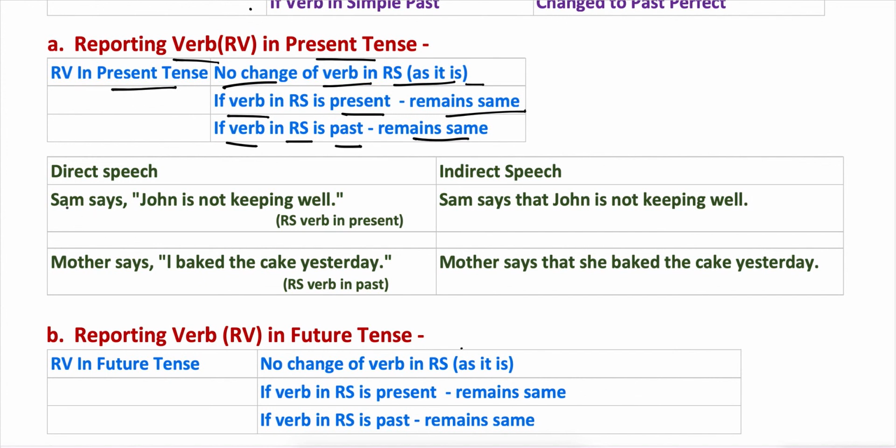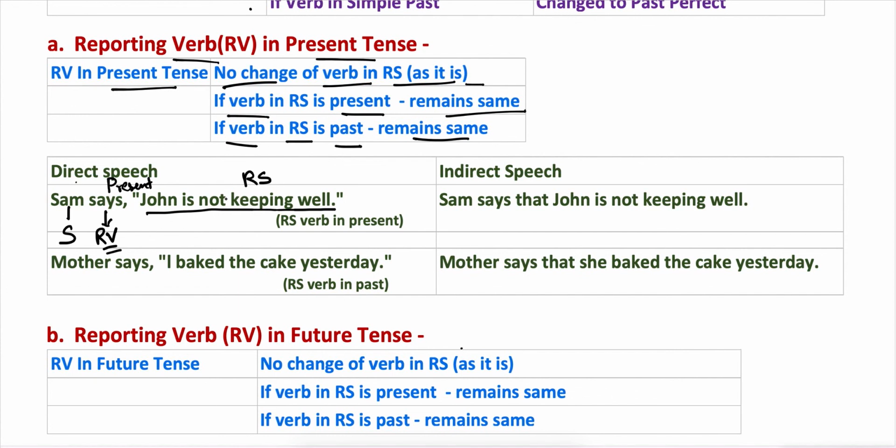Example, Sam says John is not keeping well. So Sam is the speaker here. Says is the reporting verb, which is very important. So from says we can identify that the reporting verb tense is present tense. So what we have learned, when the reporting verb tense is present tense, then this full inverted comma sentence is the reported speech, then the tense of the reported speech will not change.